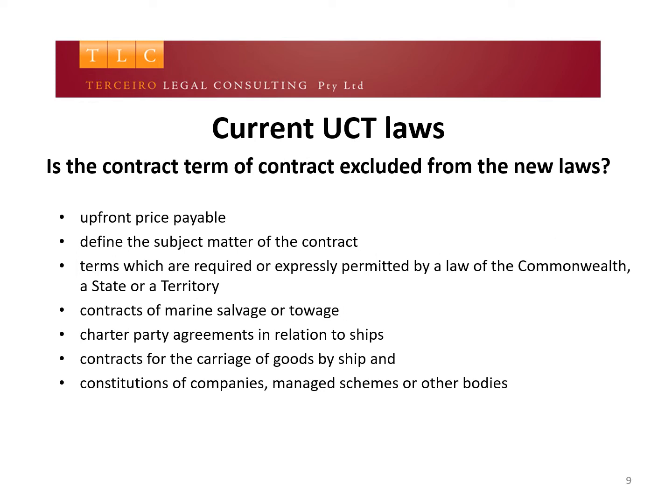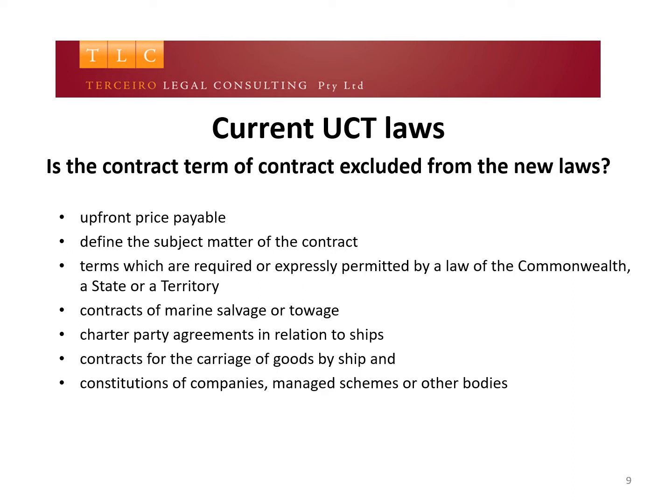The next step is to work out whether there's any general or specific exclusions. The two general exclusions: the first is whether the term relates to the upfront price payable, and the second is whether the term defines the subject matter of the contract. So you can't allege that terms that deal with those two issues are unfair because they're the very essence of the contract, how much you're going to be paying and what the contract is for.